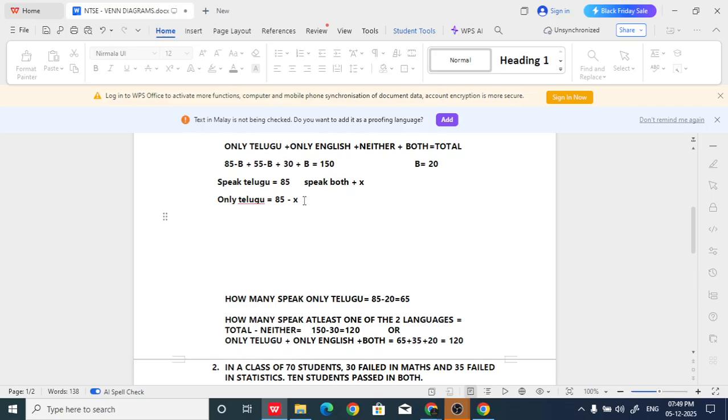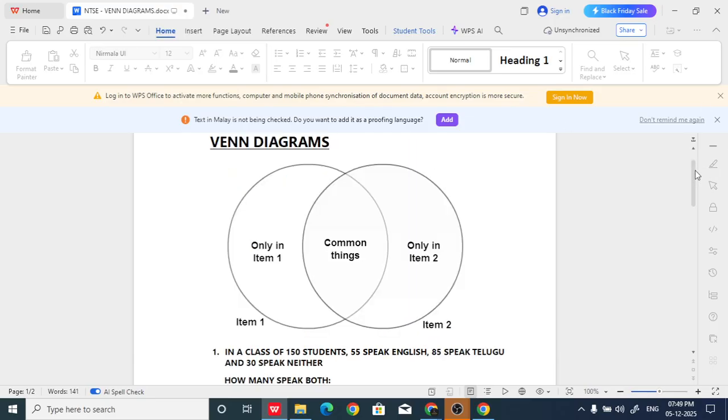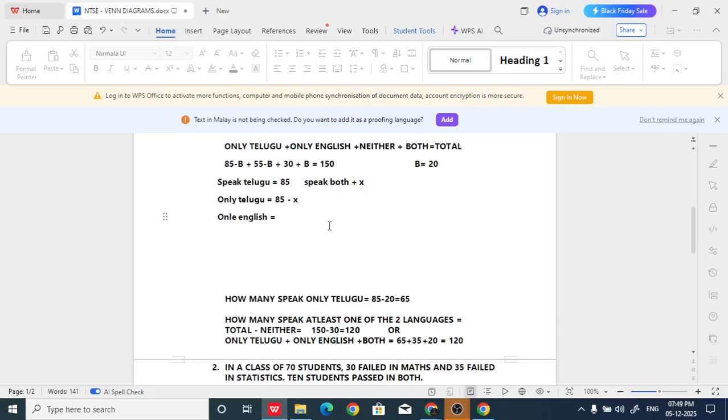So people who speak only English, how many speak English? They have given 55. 55 speak English. So people who speak only English is 55 minus X.